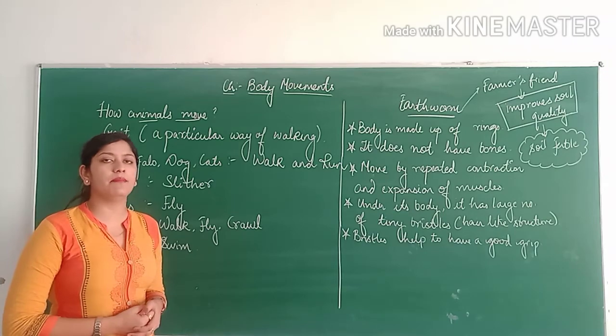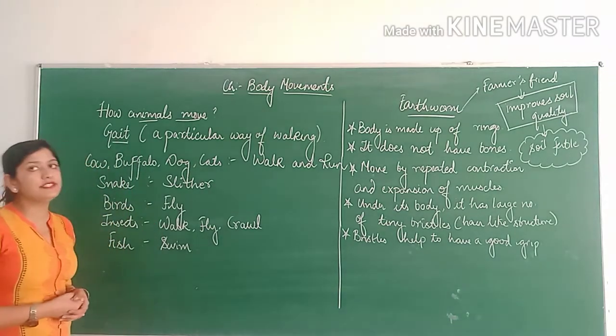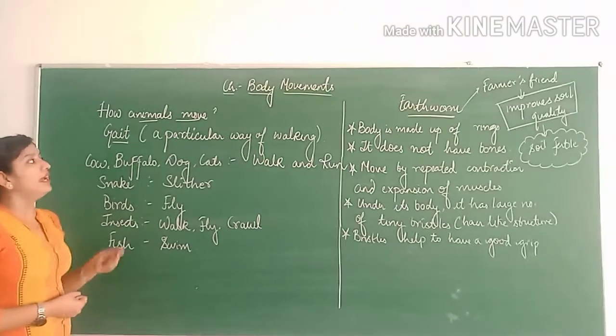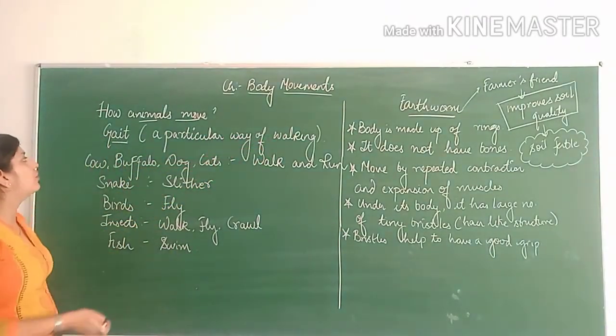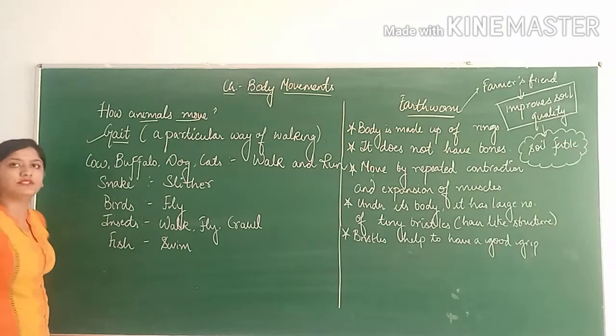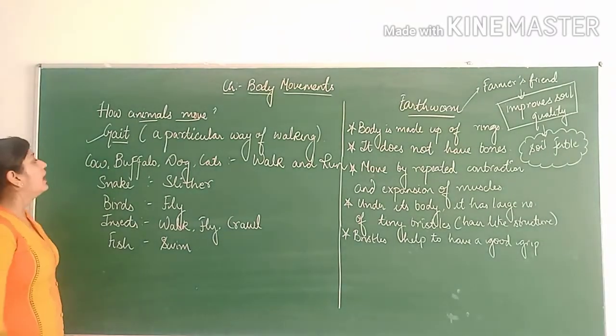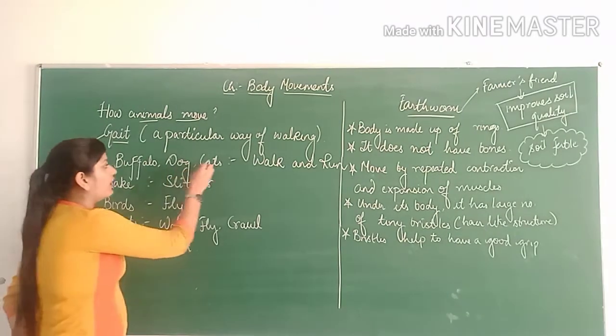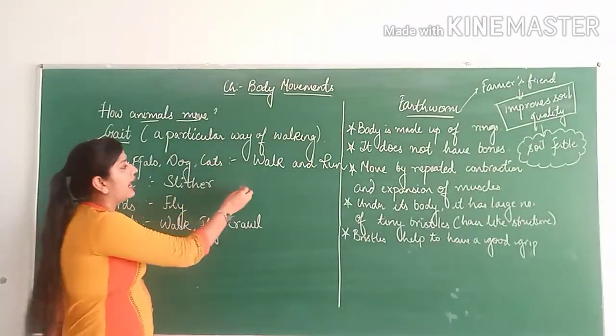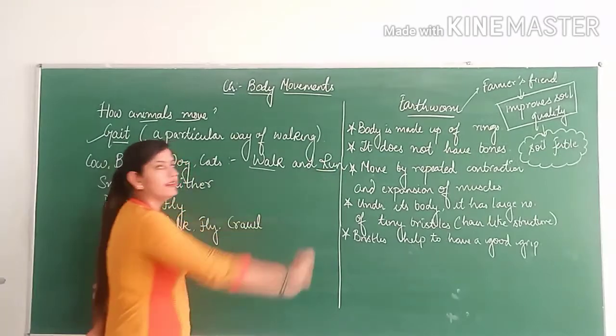Today we will study how animals move. This particular way of walking of animals is called gait. Now, how do cow, buffalo, dog and cats move? They either walk or they run.